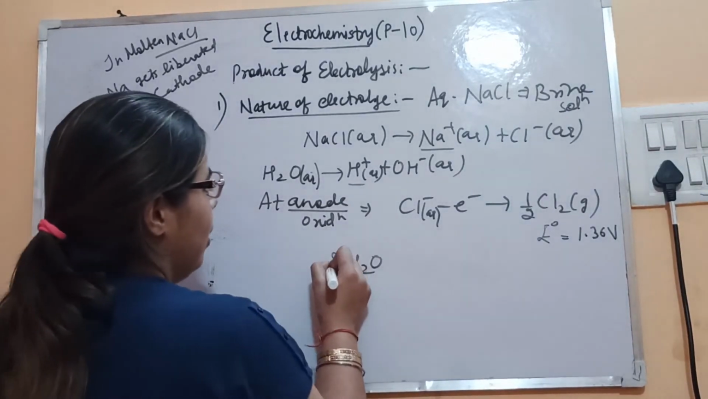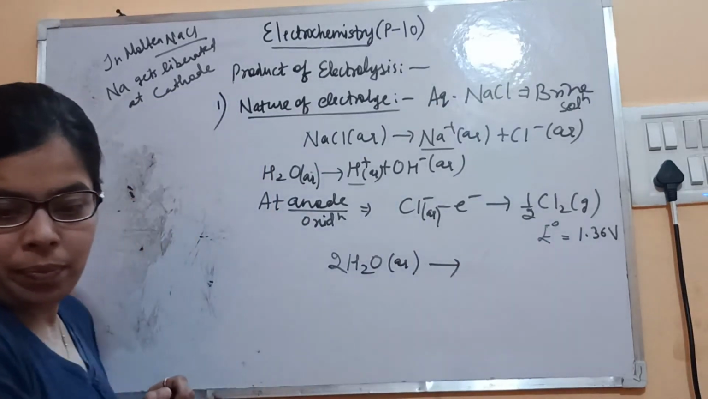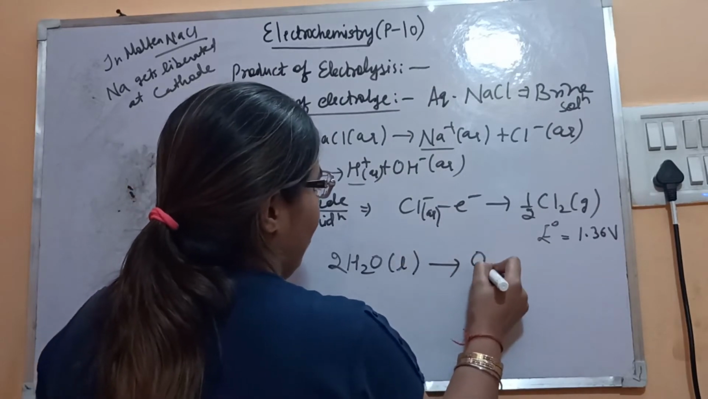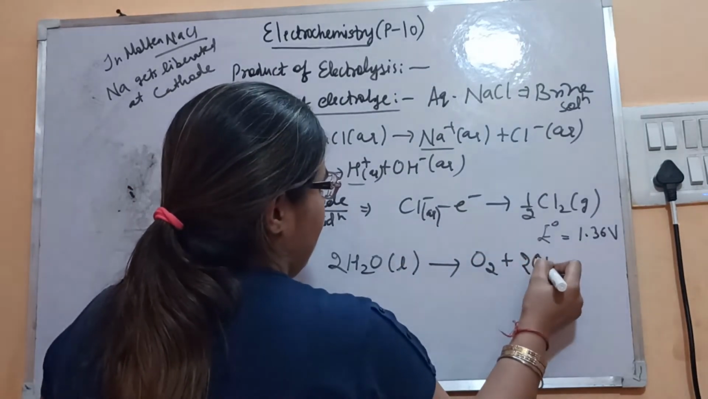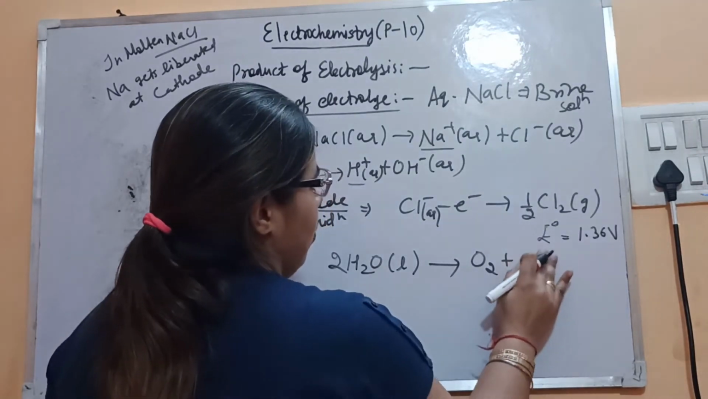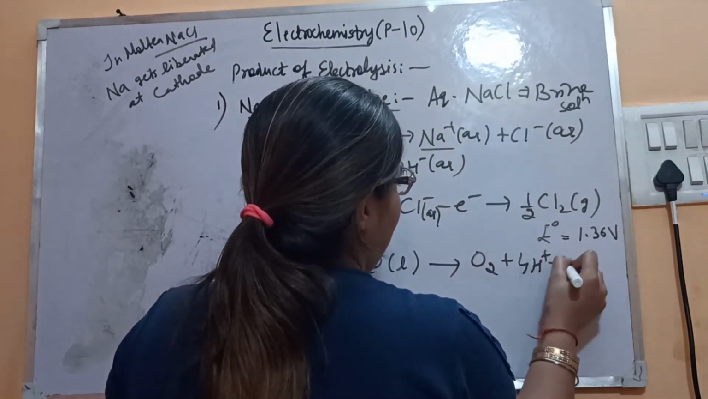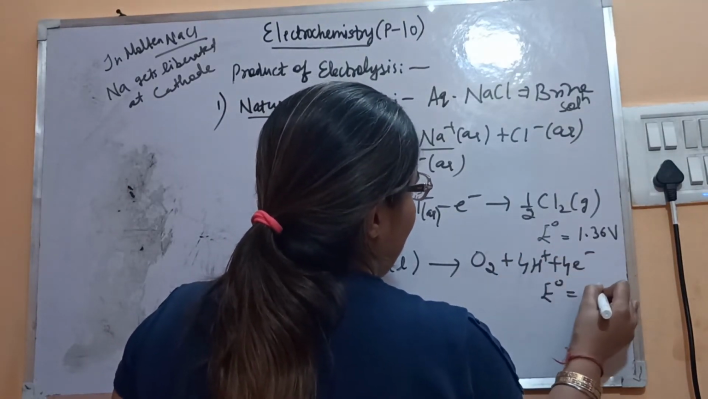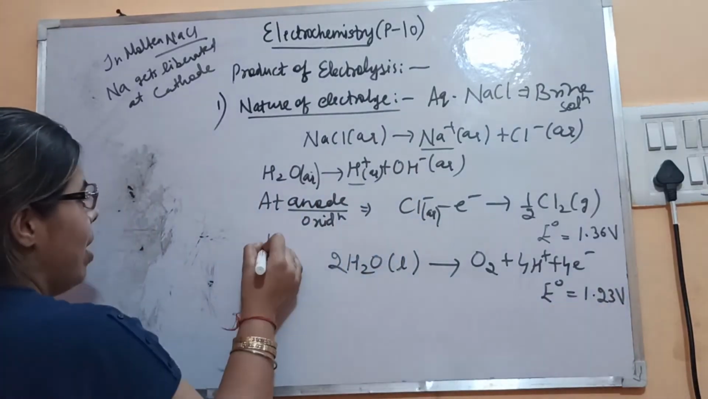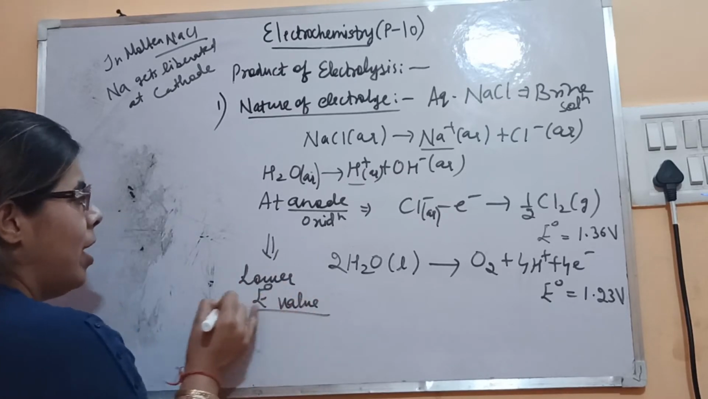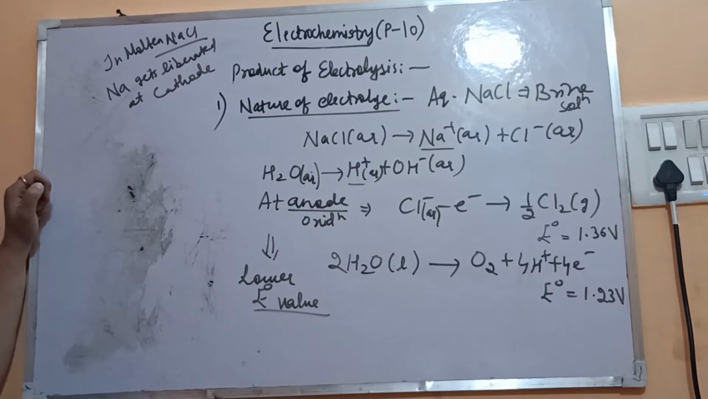Okay, that is 2H2O gives you O2 plus 4H positive plus 4 electron, and the E naught value for this is 1.23 volt. At the anode we have to see the lower E naught value. Fine, so these are the processes which are taking place.